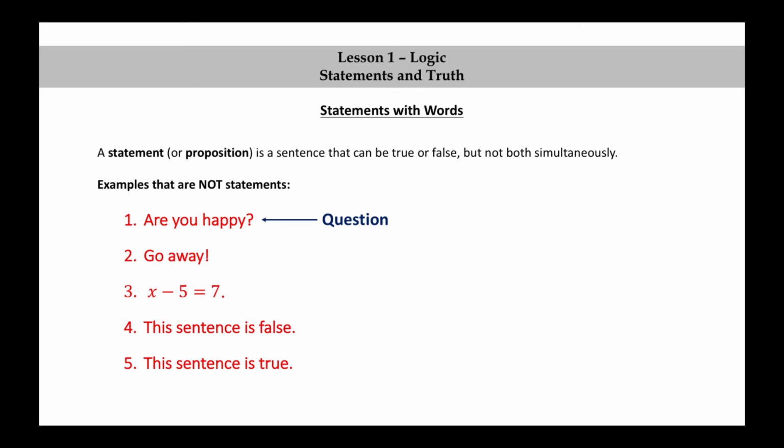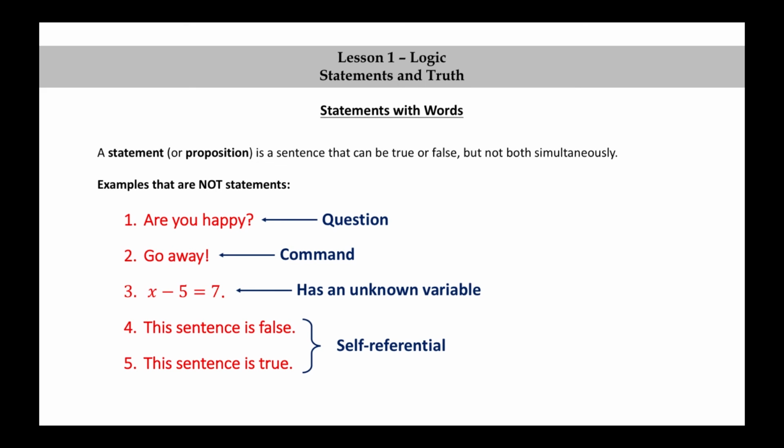The first one, are you happy, is a question. The second one, go away, is a command. X minus 5 equals 7 has an unknown variable. We could easily turn this third one into a statement by replacing the variable by a specific number. But as it is now, it's not to be considered a statement. The last two are self-referential sentences, which are never considered statements. This sentence is false is known as the liar's paradox, and this sentence is true is known as a vacuous affirmation.